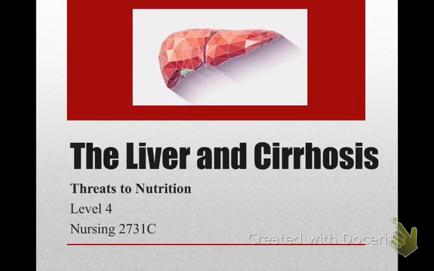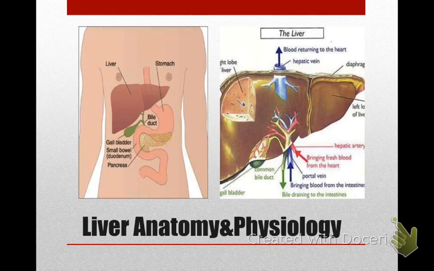It's mostly just about cirrhosis. So it starts on page 986. This is from your Threats to Nutrition module, so it's a different module than your renal. I'm just going to talk briefly about the liver, the anatomy. This will be review for you.